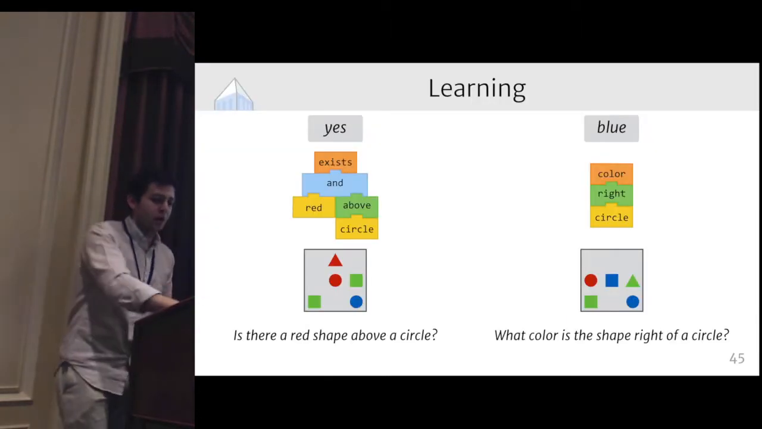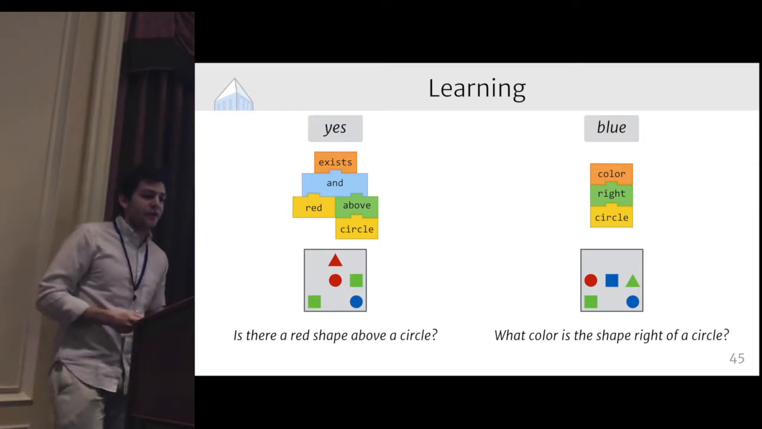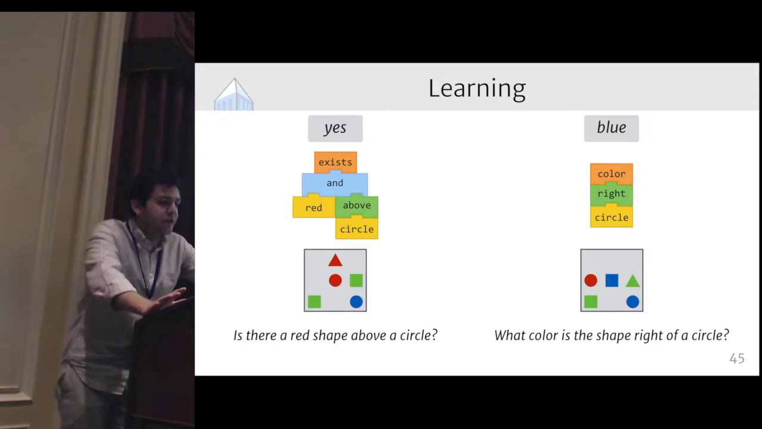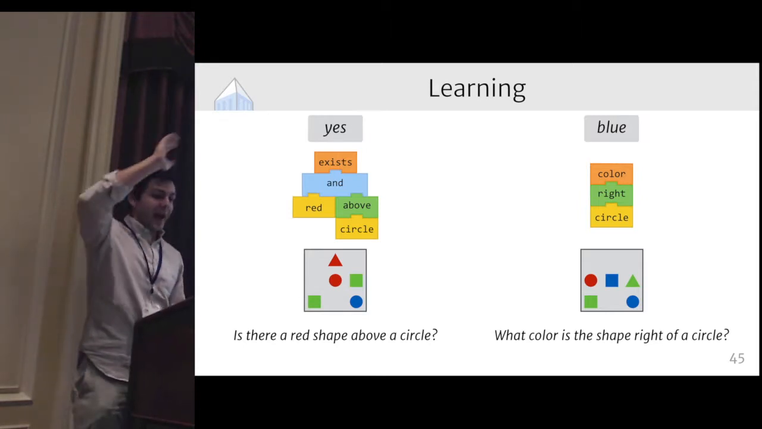So now let's talk about learning. The great thing about this framework is that learning is really easy. So suppose, to start with, that we have a data set consisting of just question, image, answer triples.